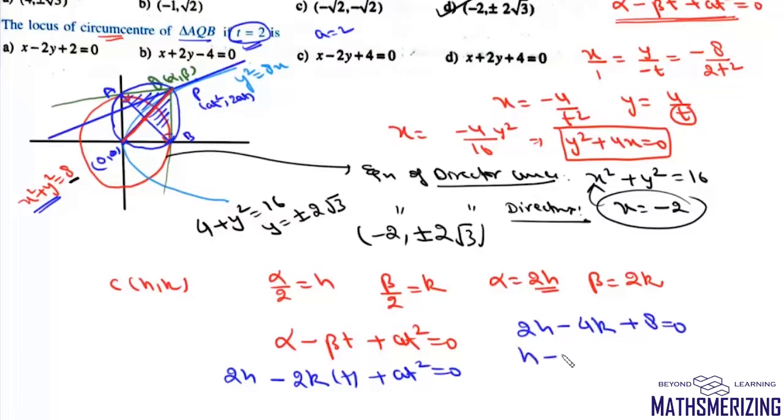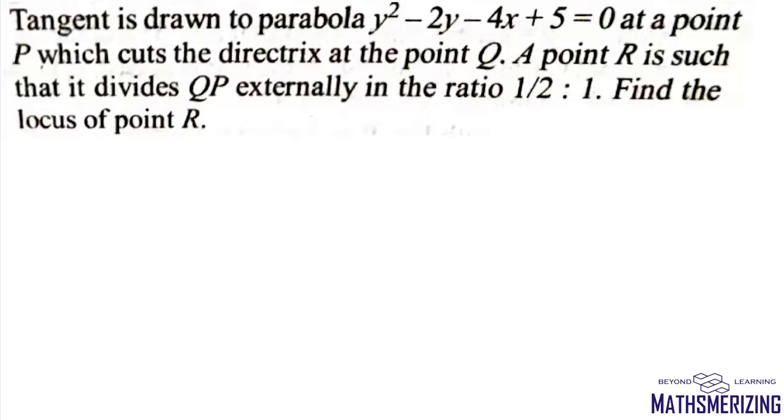So this equation will be h minus 2k plus 4 equals 0, which is x minus 2y plus 4 equals 0. So the locus of the circumcenter of this triangle AQB will be x minus 2y plus 4 equals 0, and that's your option number C.